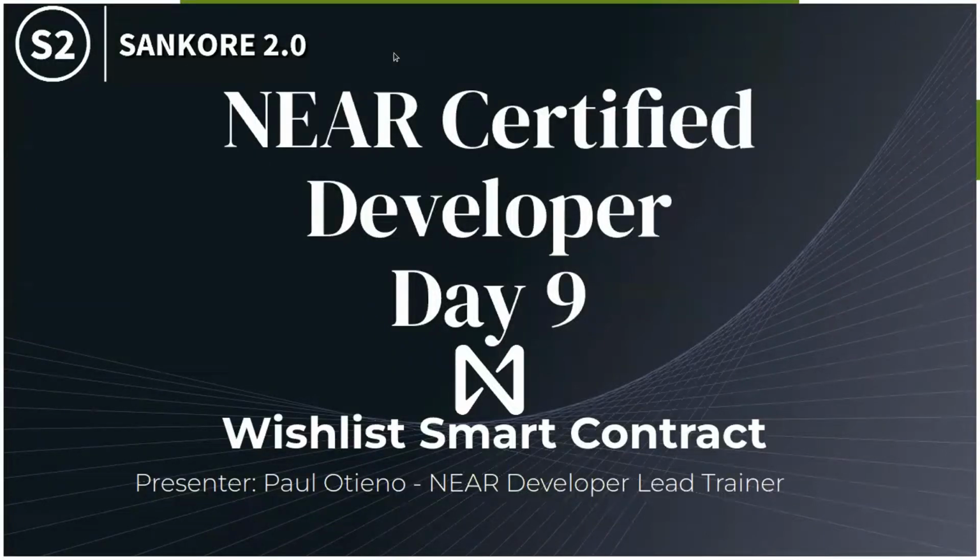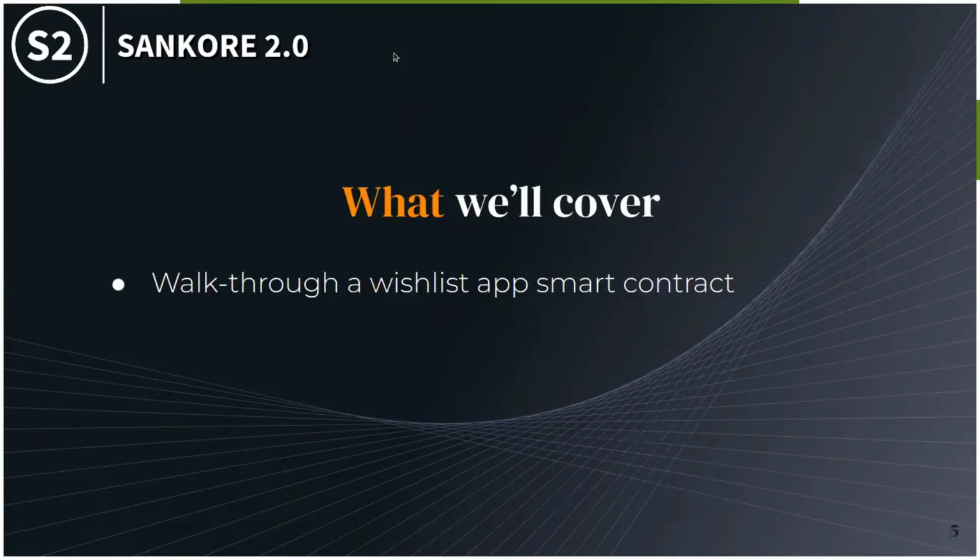We're going to cover a wish list smart contract. Wish list is the project that is going to serve as our class project. What we're going to cover is basically a walkthrough of a wish list app smart contract. Like I said, this is going to serve as our class demo project, so we're going to provide it a smart contract. Later, after covering the front end, we'll see how we can give it some front end.